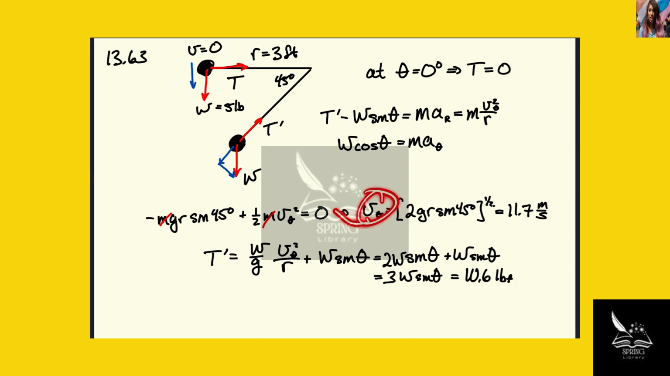Now we can just plug this in here, and lots of things cancel out, and this term just becomes 2 times the weight times sine of theta, and then we have plus another weight times sine of theta. So in fact, at this point we just have 3 times the weight times sine of theta. They told us what r was, but we can see that in fact r doesn't matter in this problem, and we could have figured out this tension without that knowledge. And that turns out to be 10.6 pound force.